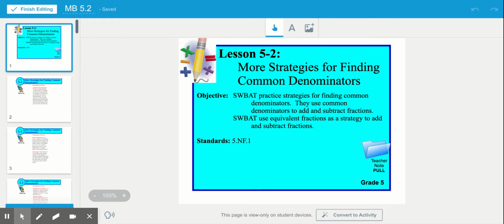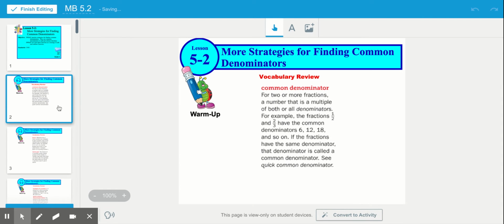More strategies for finding common denominators. We are on lesson 2 of unit 5. In this lesson, we're going to practice strategies for finding common denominators, using common denominators to add and subtract fractions. We're also going to use equivalent fractions as a strategy to add and subtract fractions. Let's take a look at some words that we need to review before we get started.